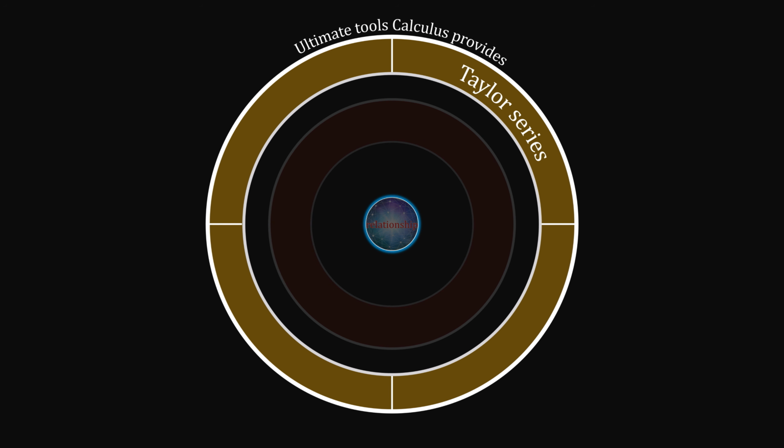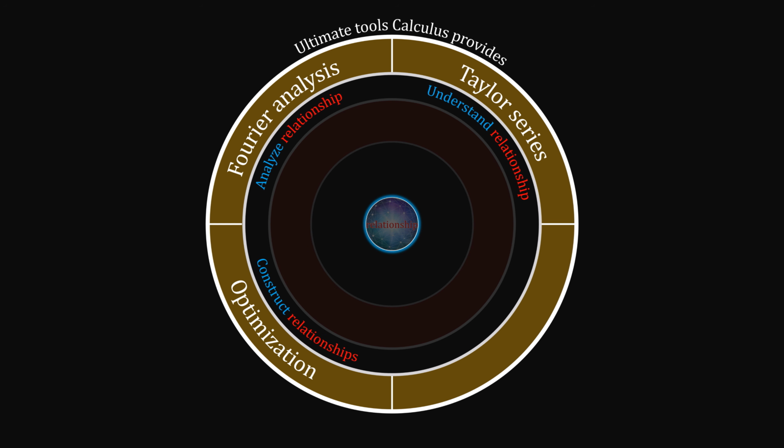Taylor series expansion helps us understand relationships. Fourier analysis helps us analyze relationships. And optimization helps us construct relationships. Differential equations help us find relationships.